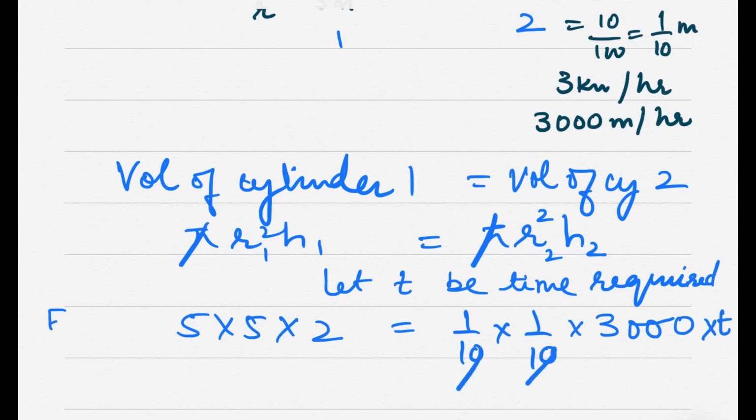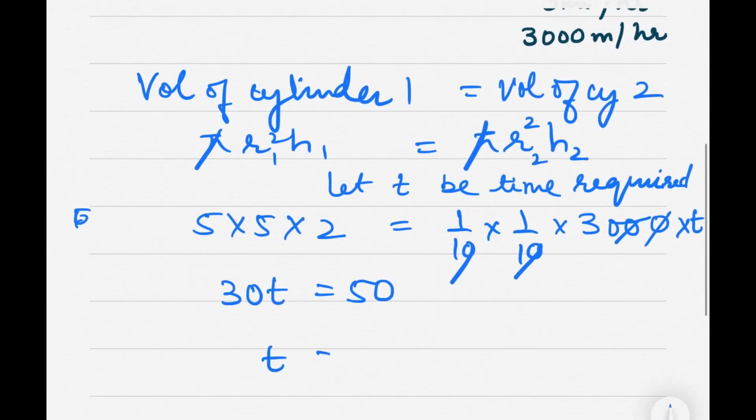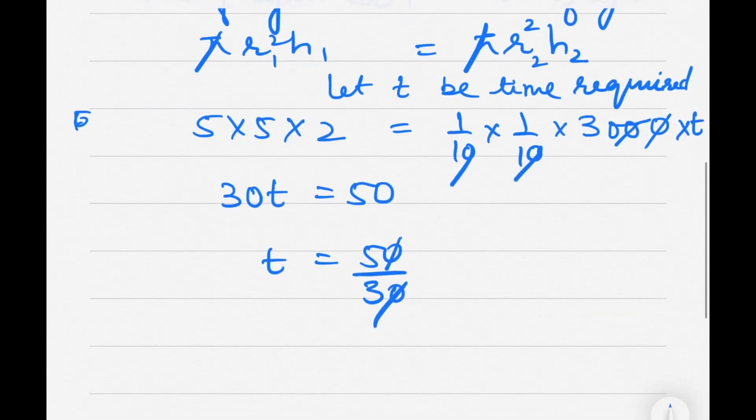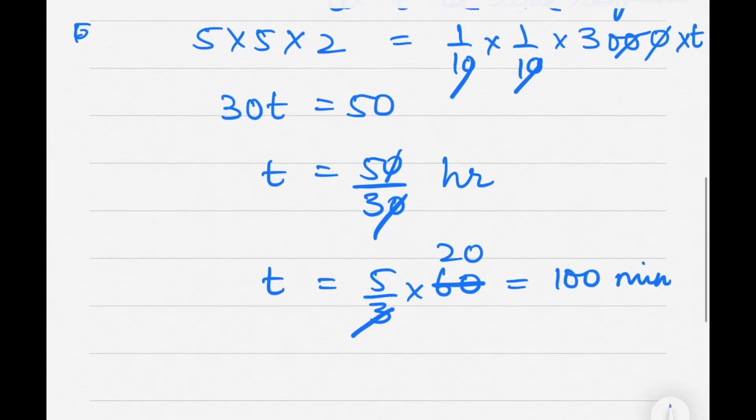Okay, so now these two zeros are gone by these two zeros, so I have 30T is equal to 50, right? So now time is equal to 50 by 30, this and this goes, so this is 5 by 3 hour, right? So I can change into minutes now, so time will be equal to 5 by 3 into 60, so 2 times, and then this is equal to 100 minutes. So that's my answer, and we are done with this exercise now.